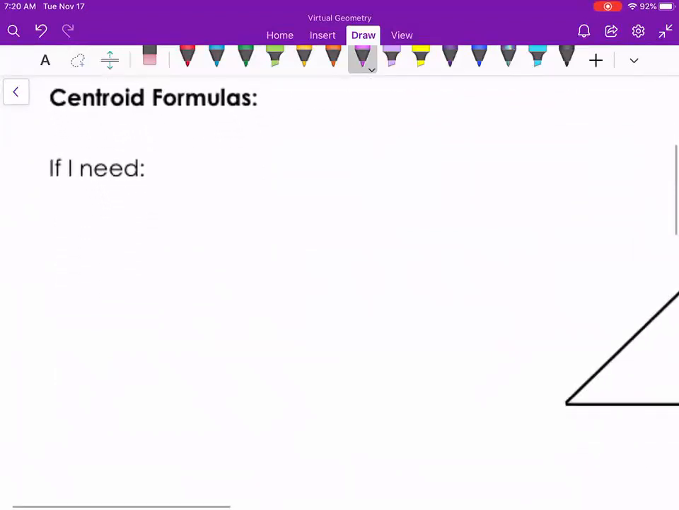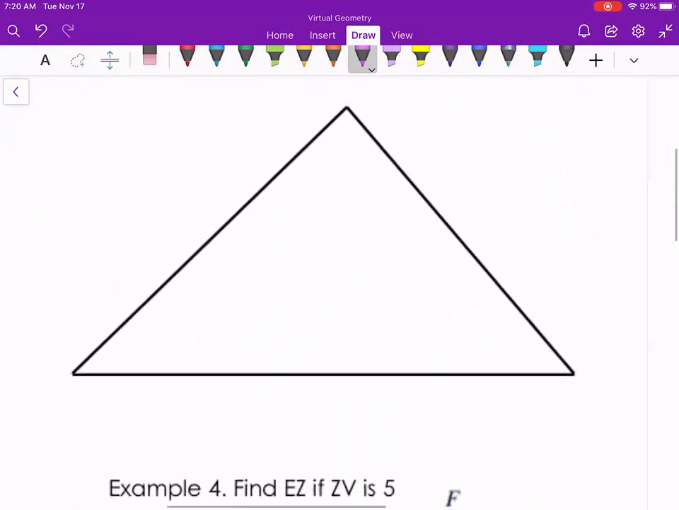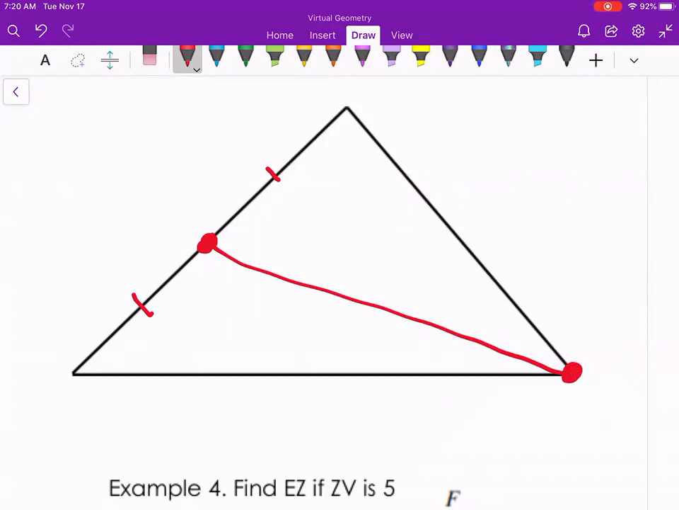Now, we have some formulas that help with the relationship of medians and their centroids. So we look at this as, what do I need? Well, let's get them in here first. Let's get our 3 medians in here, and then we'll talk about what the centroid creates. So first off, let's say I need the middle of one side. So if that dot that I just created is the midpoint, the vertex all the way across from it has to connect there. So there's my first one.